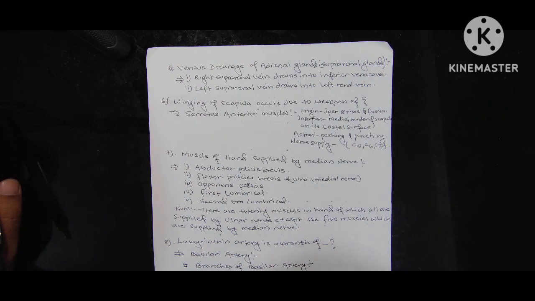Now we are discussing the muscles of the hand supplied by the median nerve. What are the names of the muscles present in the hand which are supplied by the median nerve? The first is abductor pollicis brevis. The second is flexor pollicis brevis. Flexor pollicis brevis is also supplied by the deep ulnar nerve. Then the third is opponens pollicis. The fourth is the first lumbrical muscle. The fifth is the second lumbrical muscle.